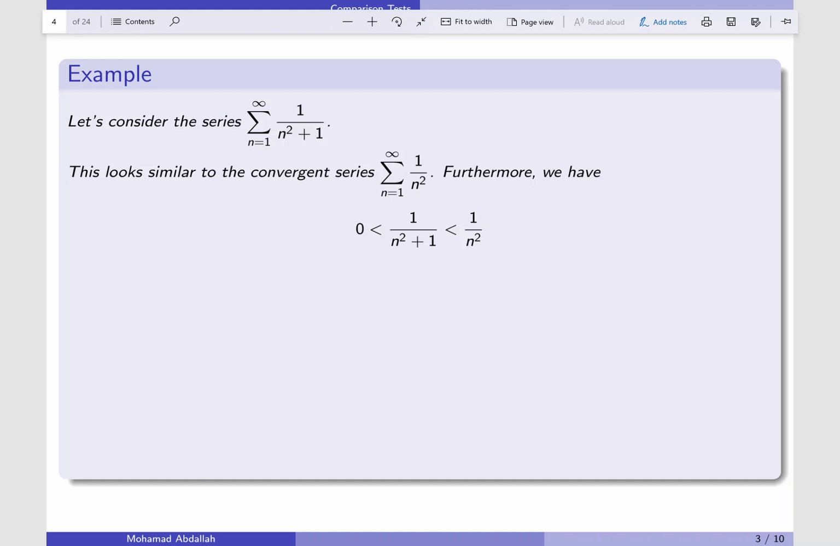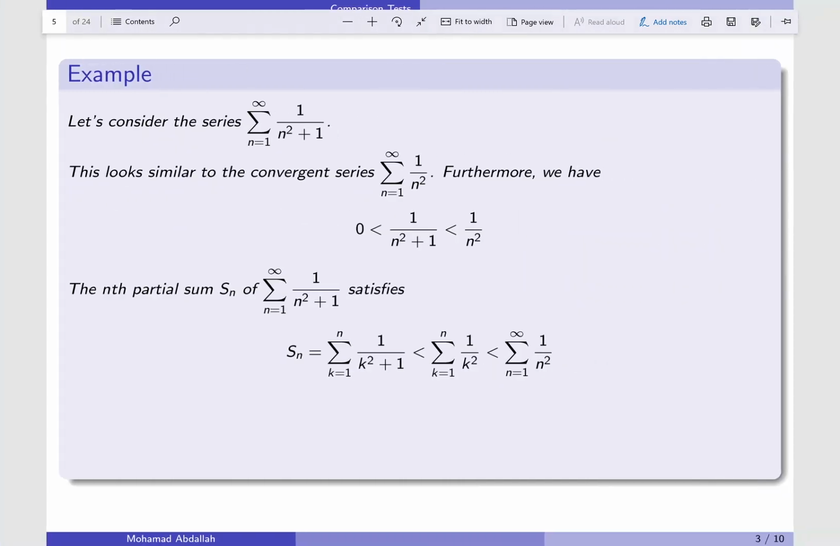Okay, so that means that if I take the nth partial sum, from k equal 1 to n of 1 over k squared plus 1, this is going to be smaller than the nth partial sum of 1 over k squared from k equal 1 to n, which is smaller than the sum if I let this go to infinity. So I know that this is what? Convergent.